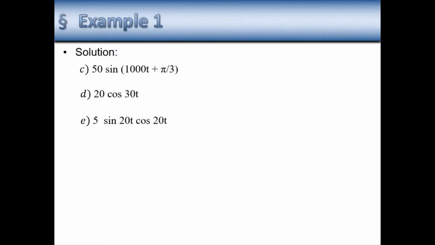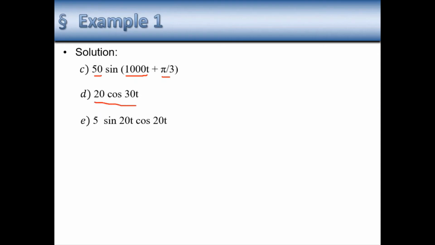Okay, for C, D, and E, take note that letter C is already in a good format, and you will note that the amplitude is 50, omega is 1000, and the phase angle is pi over 3 radians. Now, pi over 3 in degrees is 60 degrees, because pi is 180 and we divide it by 3, so you will get 60 degrees.